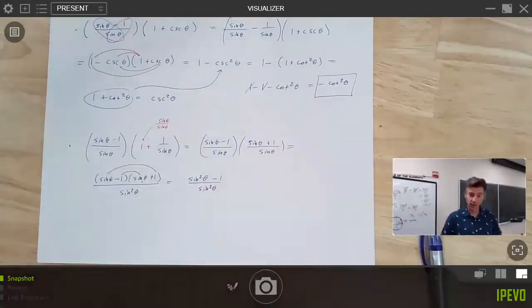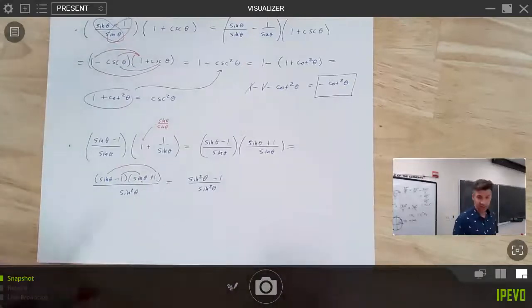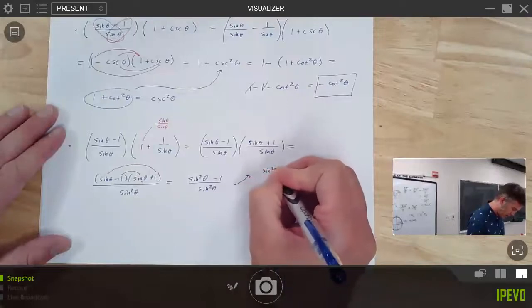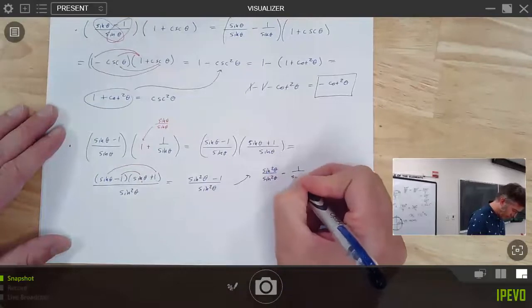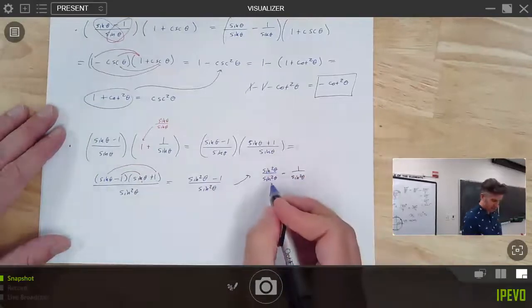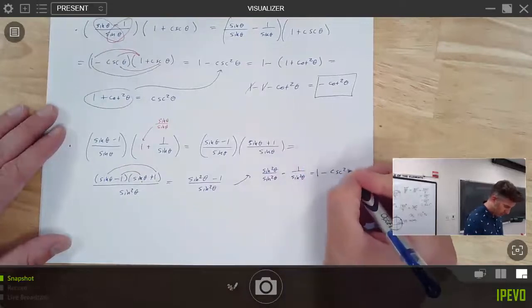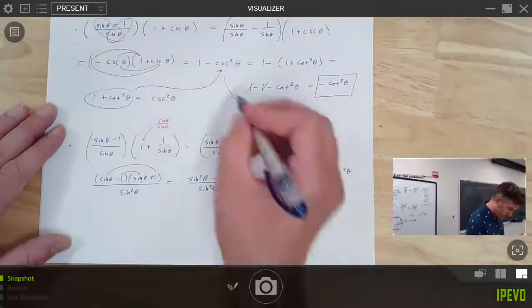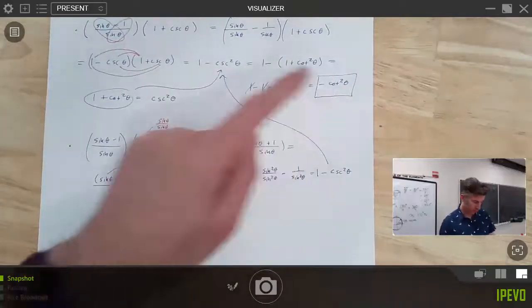And here's something to be careful about. We can't cancel the sine squareds there. Right? You can't cancel that until you get negative 1. That would be totally wrong. What you could do if you wanted to is you could say you've got sine squared theta divided by sine squared theta minus 1 divided by sine squared theta. And then sine squared over sine squared is 1, and 1 over sine squared is cosecant squared. And then we're back to right where we were here. And then we would do the same thing to get negative cotangent squared.